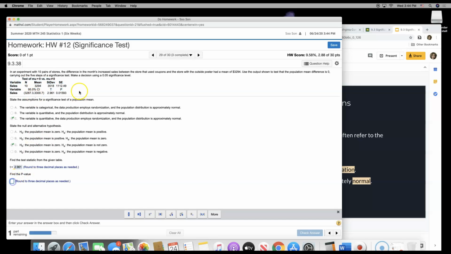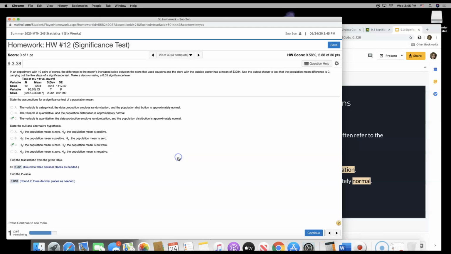What's the p-value? Look at the p-value right there. They just listed it as p. It's going to be 0.01593. Oh my gosh, they want you to round this to 3 decimal places. So I'm going to round this up to 0.016. That's a very small p-value, isn't it?